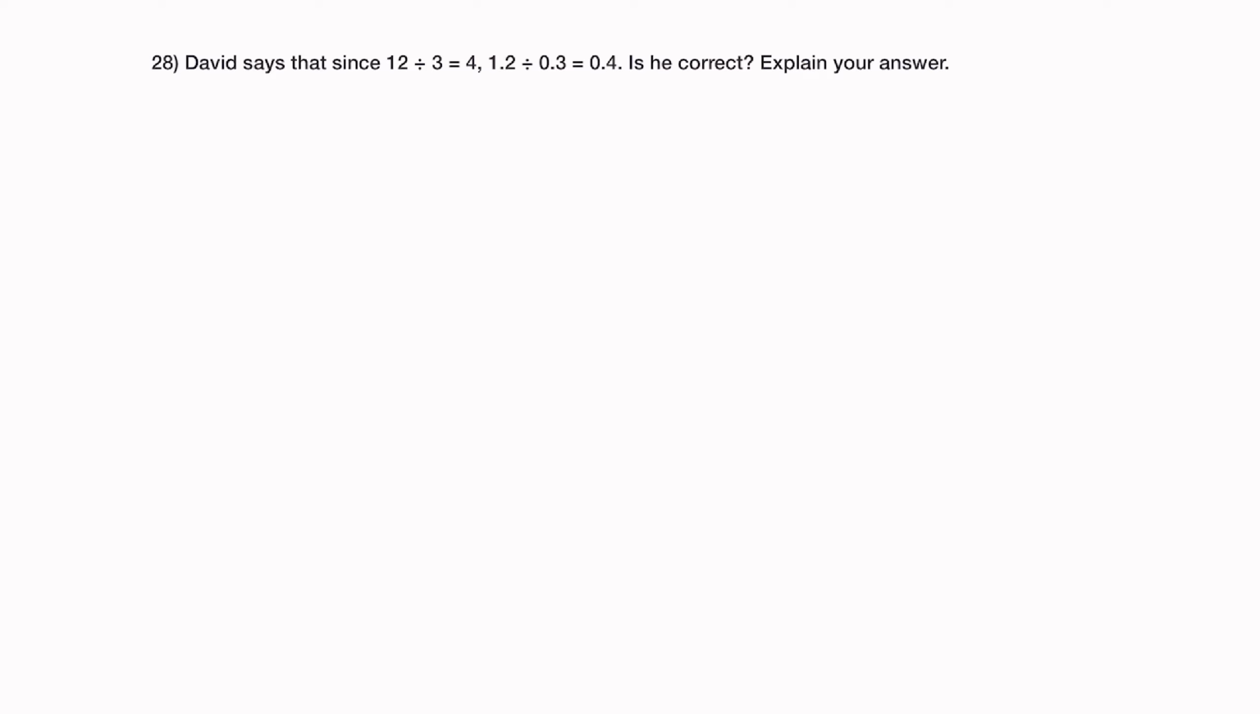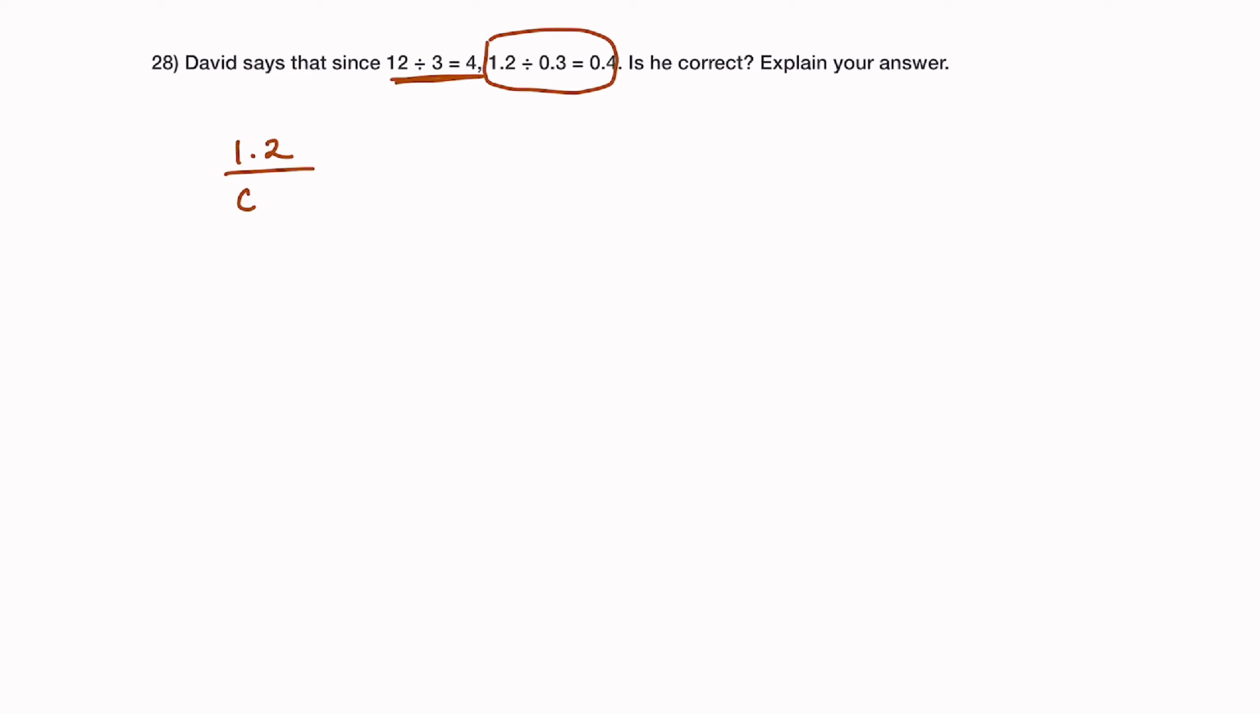And here comes the last question. David says that since 12 divided by 3 is 4, 1.2 divided by 0.3 will be 0.4. So this is what he is thinking. Is it correct? Explain your answer. When you try to get rid of the decimals, you make 1.2 as 12, you're making 0.3 as 3. So 12 divided by 3 is going to be 4. So we know that this is wrong. Both of them have one decimal place. So it's not going to be 0.4. So let's help David here.